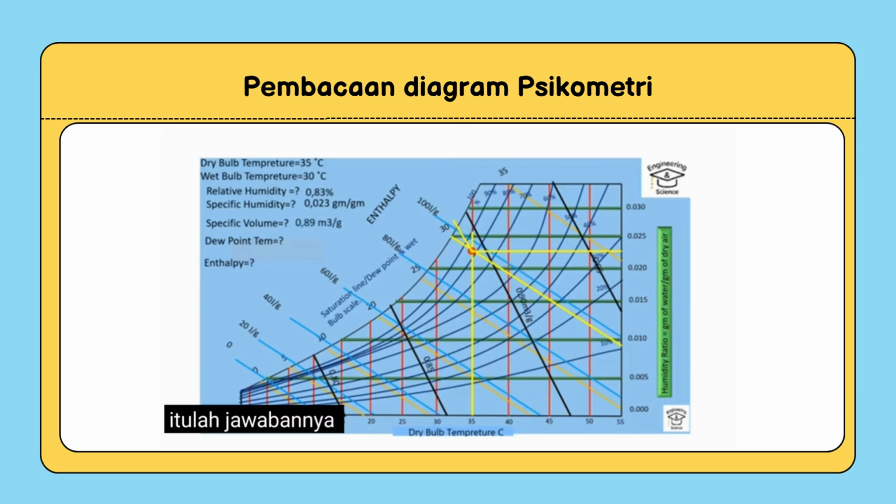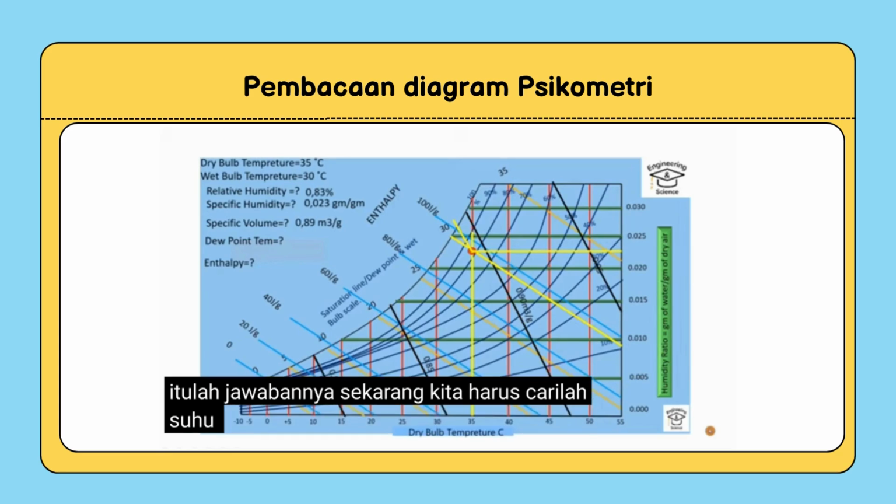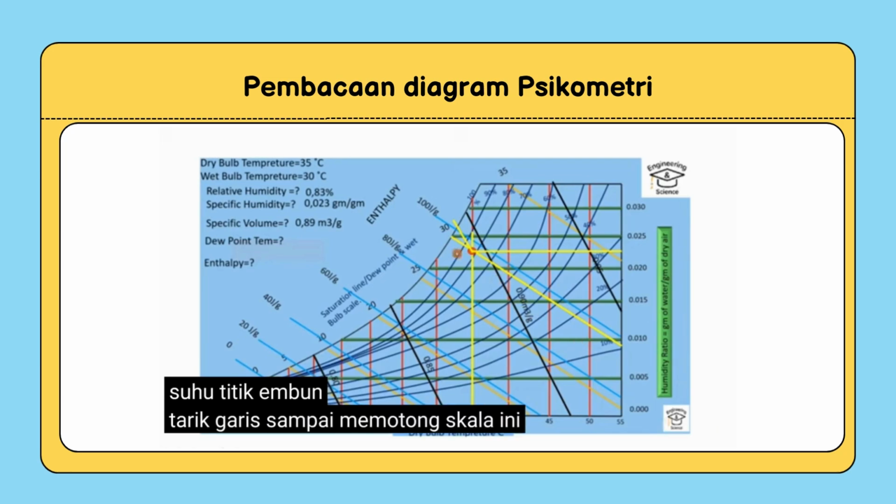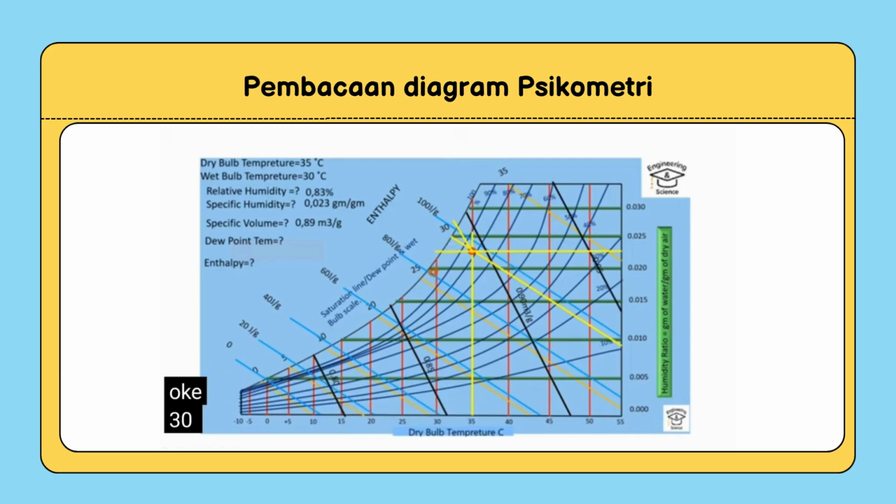That is the answer. Now we have to find the dew point temperature. Draw a line until it intersects this scale. Okay, this is 30, this is 25. It's about 28 degrees, which is the dew point temperature.